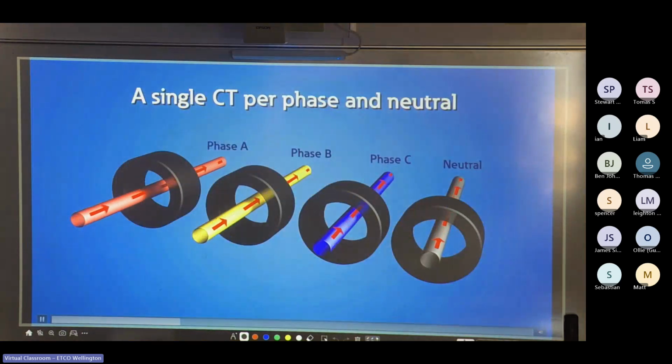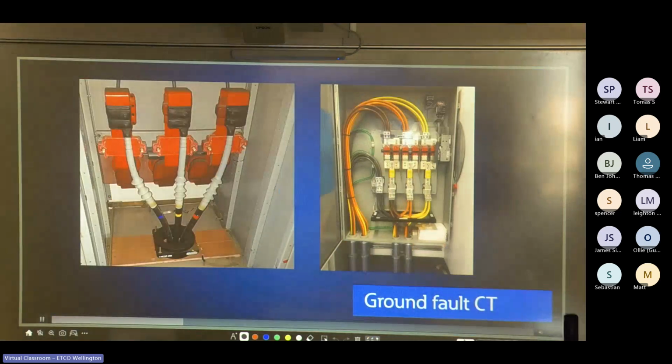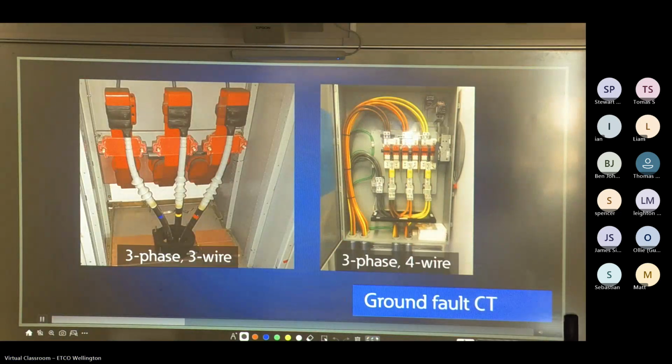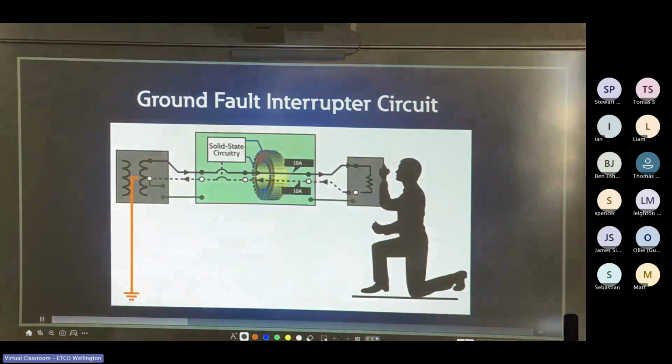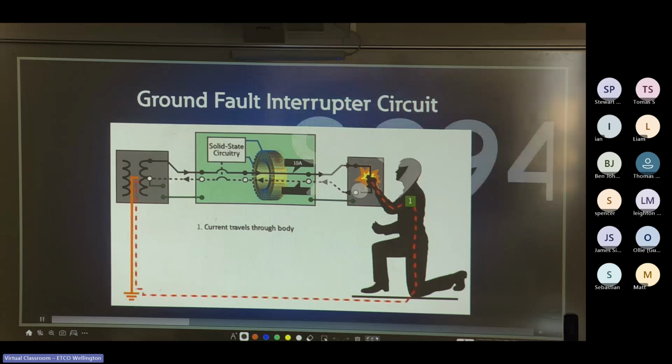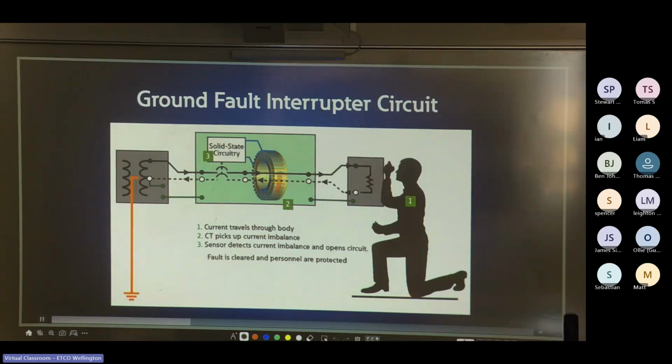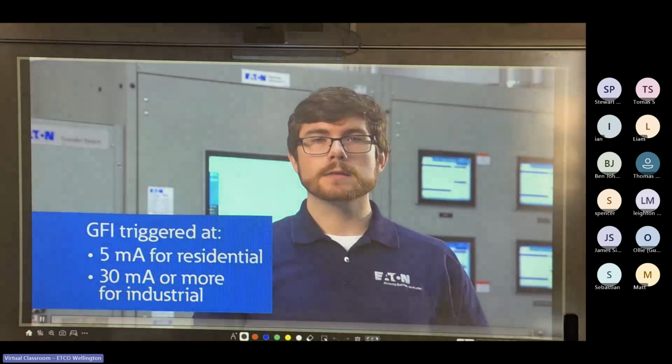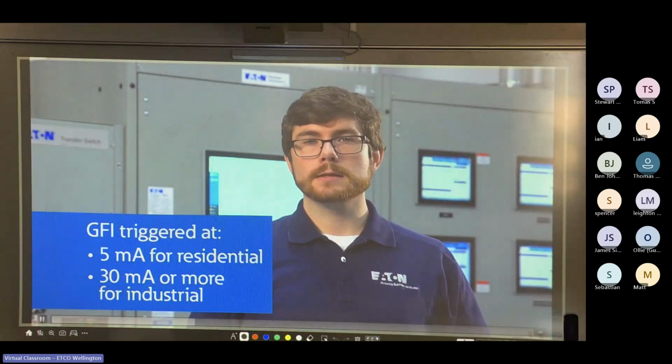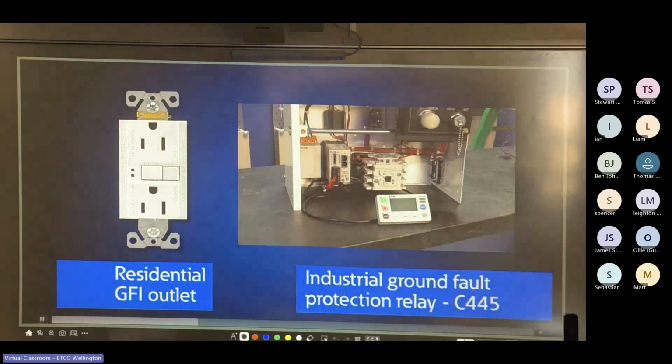A single CT is generally needed for each phase and neutral to monitor current, but for ground fault protection, a special type of CT is used. All of the phases and neutral conductors go through the ground fault CT, and if any residual current exists, in other words, current comes in on one of the phases but doesn't return on the other phases or neutral, then there is a ground fault. In your house, this is triggered by a 5 milliamp level, and in industrial plants, this may be 30 milliamps or even a couple hundred amps. Ground fault protection is generally for personnel safety in homes and equipment protection in industrial applications.